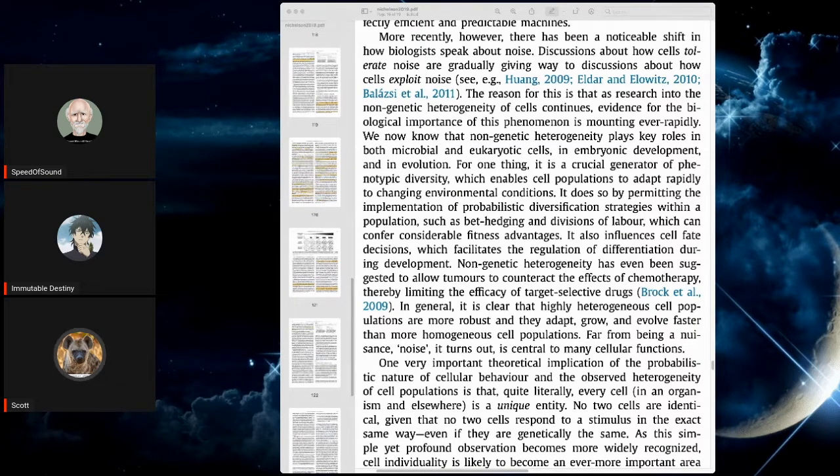Non-genetic heterogeneity has even been suggested to allow tumors to counteract the effects of chemotherapy, thereby limiting the efficacy of targeted selective drugs. In general, it is clear that highly heterogeneous cell populations are more robust, and they adapt, grow, and evolve faster than more homogeneous cell populations. Far from being a nuisance, noise, it turns out, is central to many cellular functions.